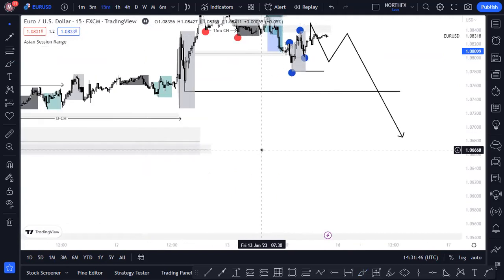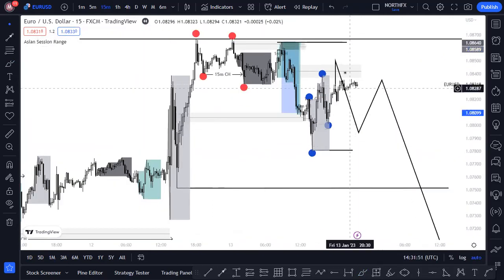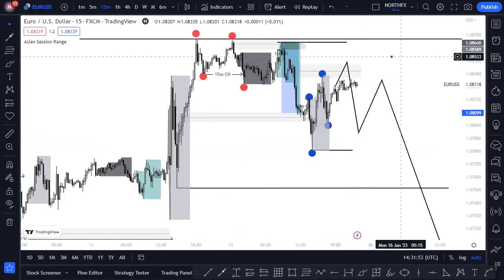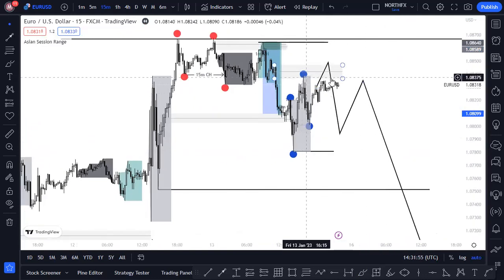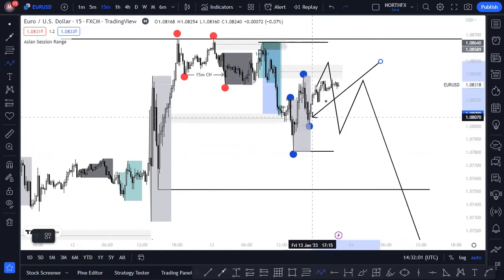So that is what I'm looking to do on Euro USD, right? We're just going through it, summarizing this. I want to see a break of structure above this high. Once I see a break of structure above this high, that will confirm to me that this is a demand zone, and then I'm going to wait for this demand zone to fail.